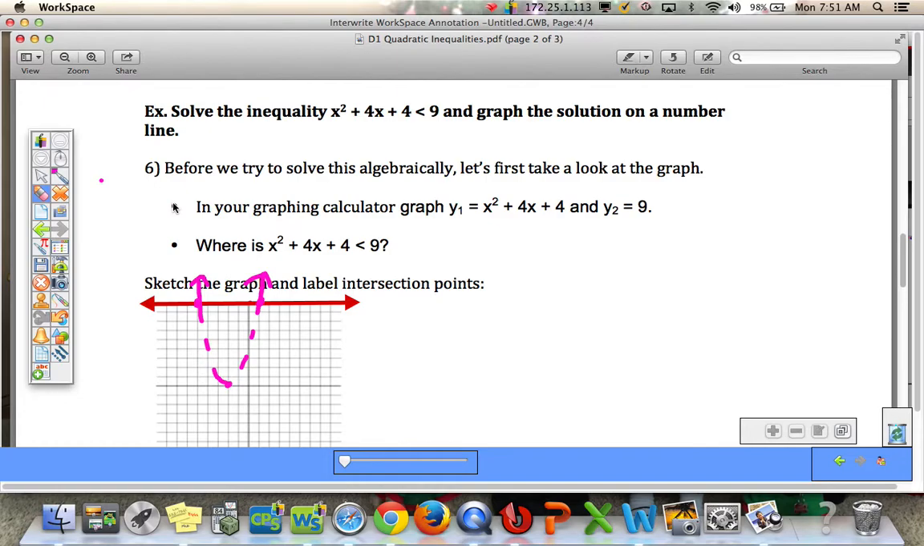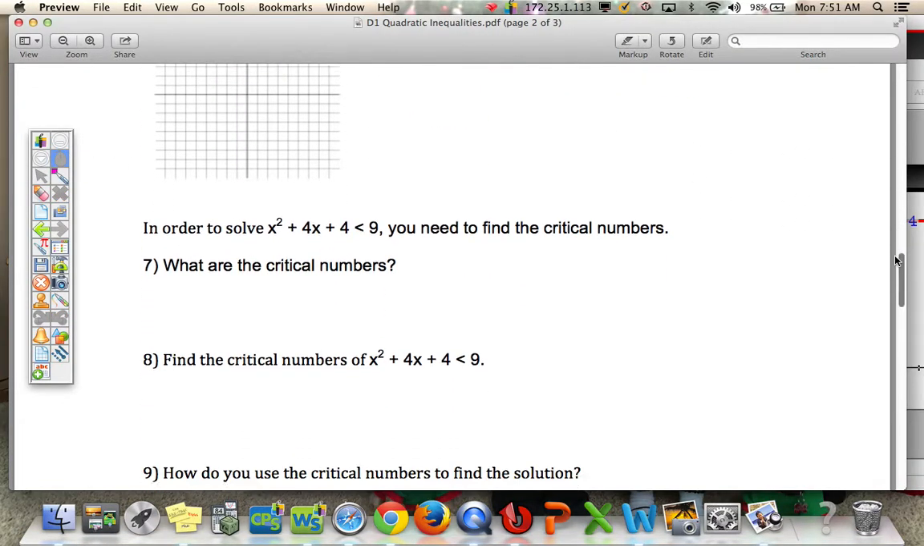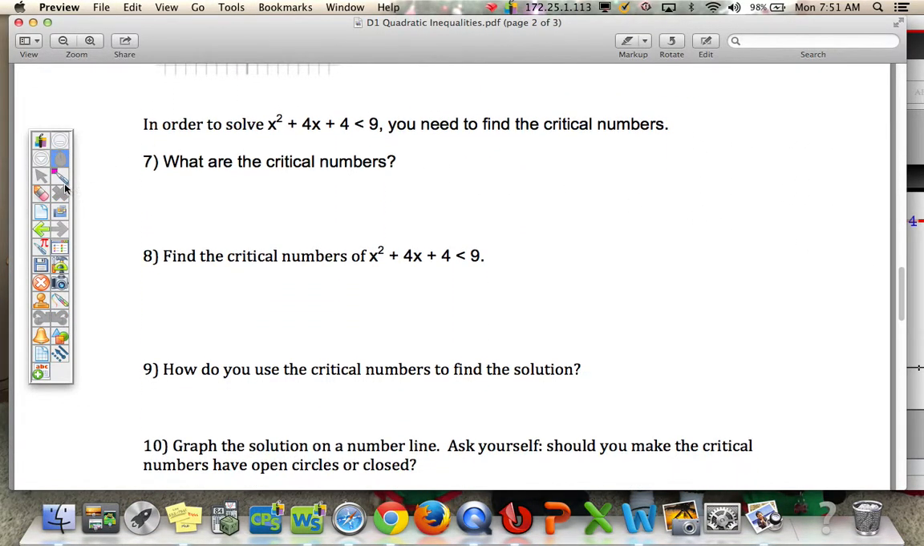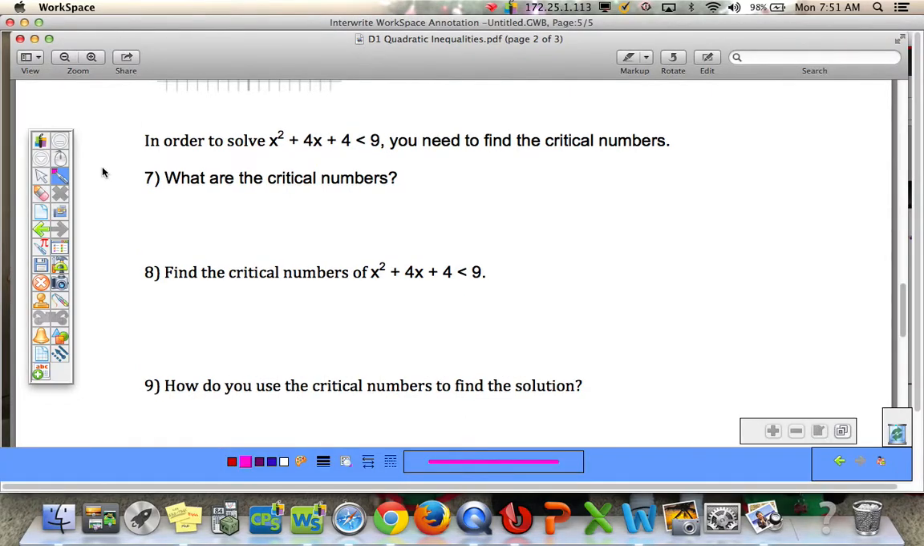Okay, so we have sketched that. But now it's saying, all right, how does this relate to finding critical numbers? First of all, what are critical numbers? Critical numbers are the x-intercepts, the zeros, just like we did last chapter. The critical numbers are the x-intercepts, the roots, the zeros of the graph. Find the critical numbers of this right here.